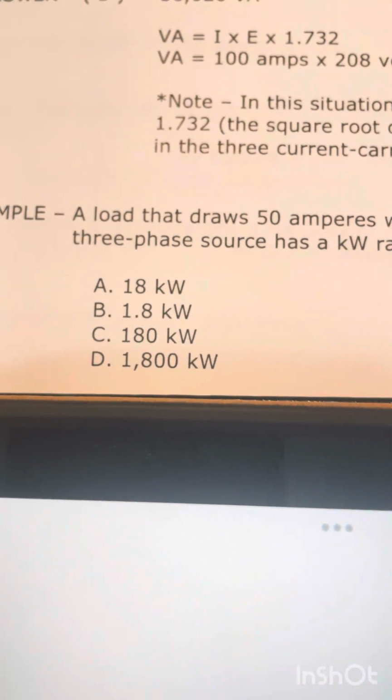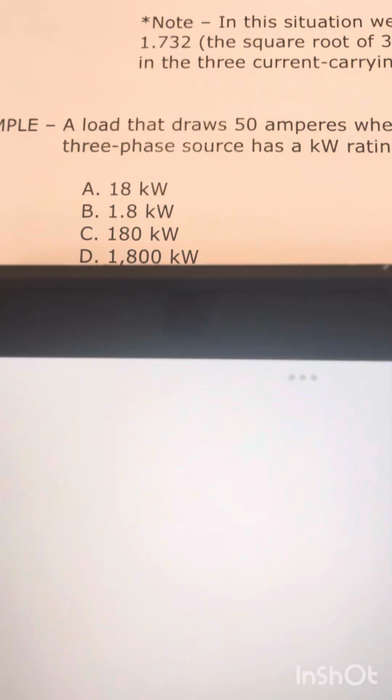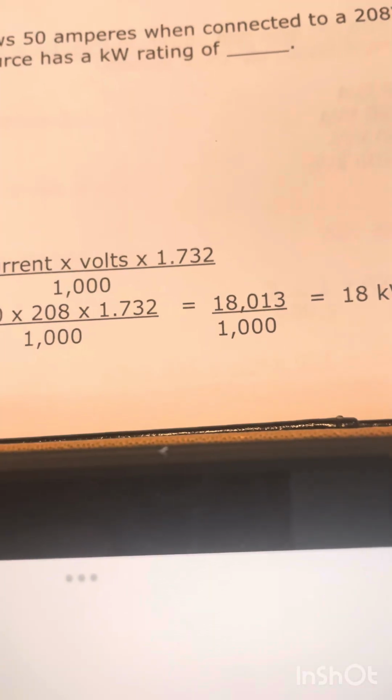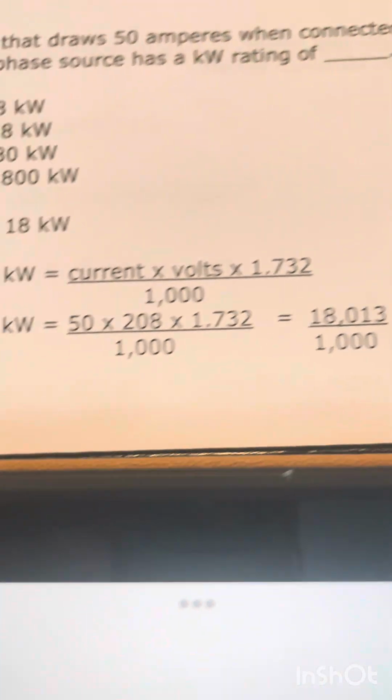Is there an 18 there? There's an 18, there's a 1.8. What do you think? Well, we got 18. Let's see if it's correct. 18. And there you go. Current times volts times 1.732 divided by 1,000 will give you your kilowatts.